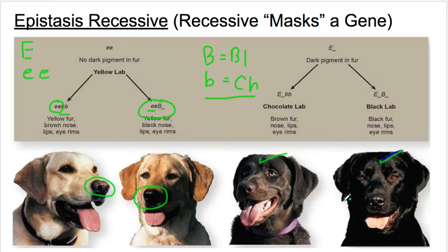Whereas the dogs on the right here, they have a big E. Now remember, epistasis was what masks. Since this is epistasis recessive, the big E does not mask. So the chocolate lab with a chocolate nose, because it's big E, the epistasis gene is not turned on this time. And the big B here would have been chocolate. Or excuse me, it would have been the black lab.